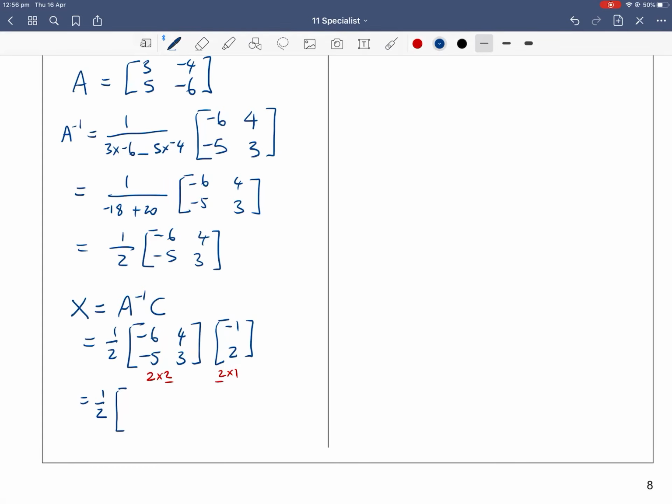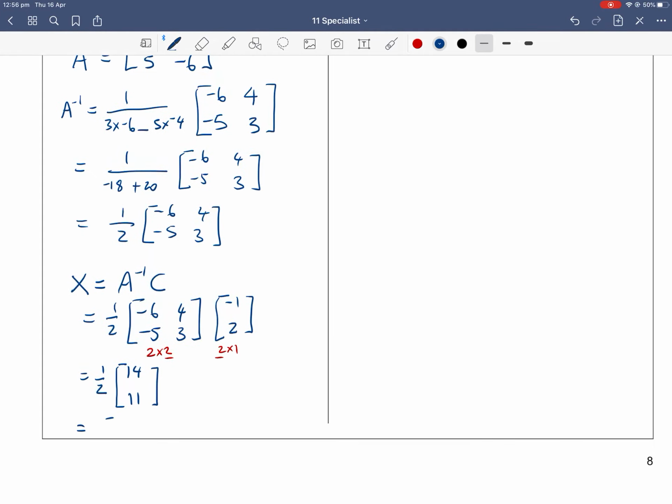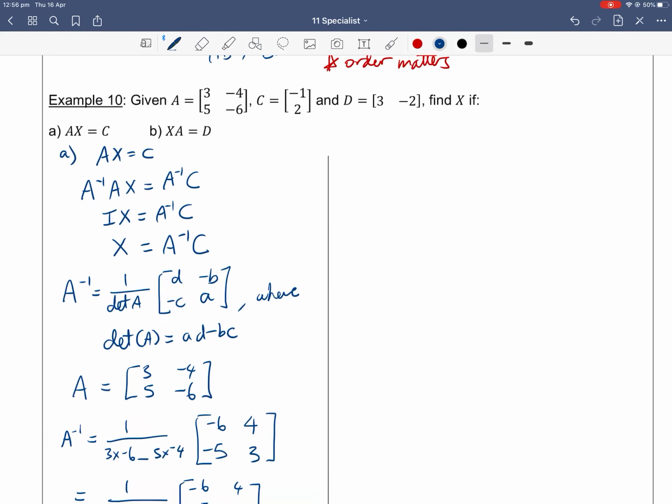So first row by first column. So that gives me positive 6, and 8 is a 14. Next I'm going to do the second row by column. So 5 and 6 gives me 11. And that's my 2 by 1 answer. I'm going to multiply the coefficient inside. So half of 14 is 7, and 11 on 2 is just a fraction, 11 on 2. So therefore X is equal to the matrix 7 and 11 over 2.